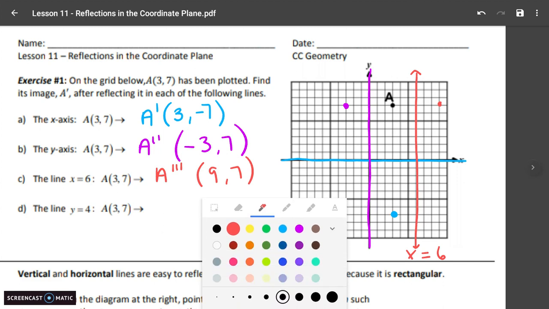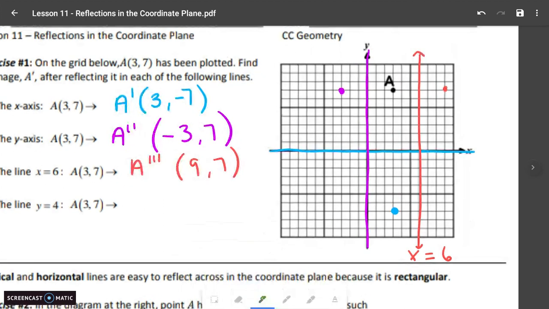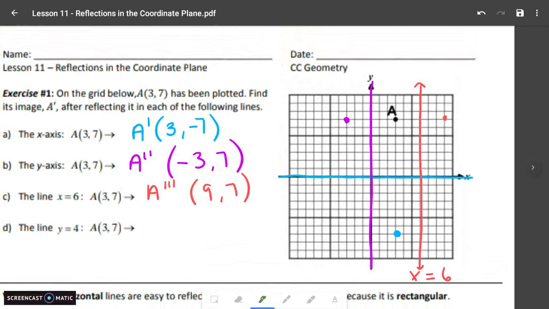And finally, we have one more line we're going to look at here. y equals 4. So this is a horizontal line. So for A to get there the most directly, we're going to count straight down 3 and straight down 3 more. And that point is at (3, 1).